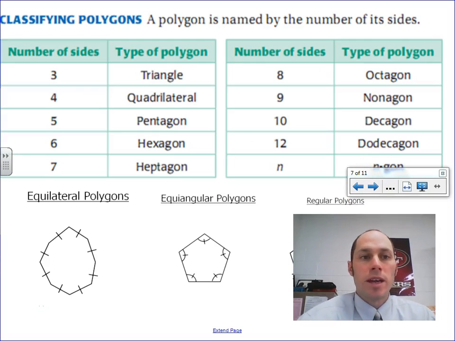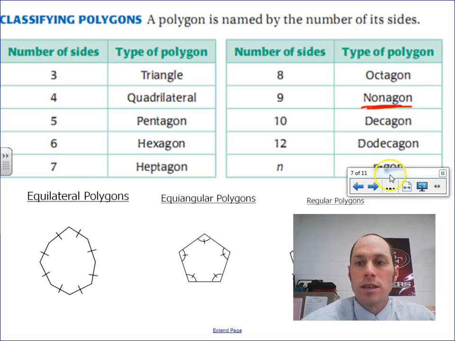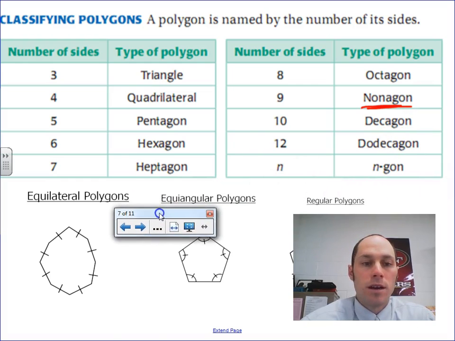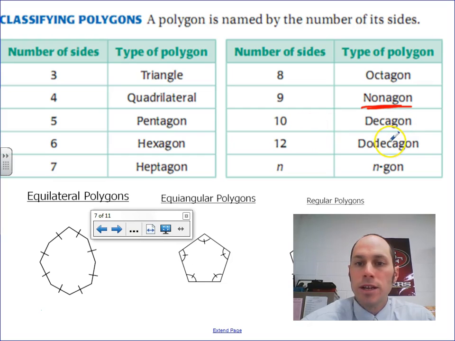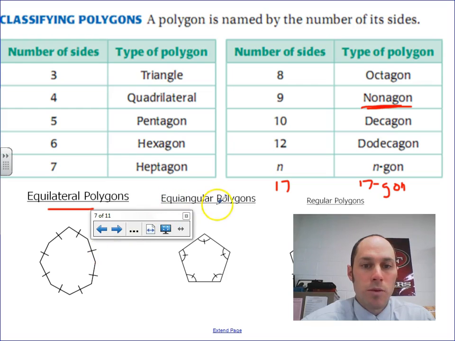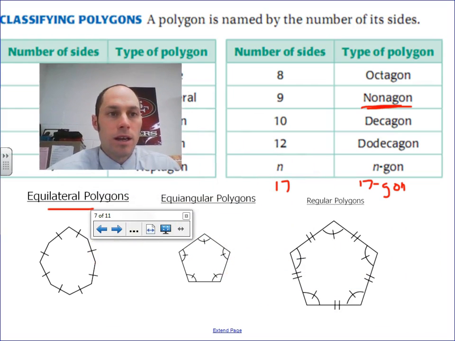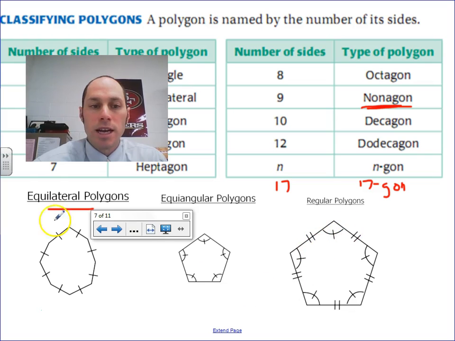Next, let's classify polygons by their names. A three-sided figure is a triangle. Four sides, a quadrilateral. We've got a pentagon, hexagon, heptagon, octagon, nonagon, which is a neat little song that you can listen to later on about the nonagon, decagon, dodecagon, and an n-gon. So if I had 17 sides, I could just call it a 17-gon, just by the number of sides if you don't know the name of it. A couple other terms we want to keep in mind: equilateral polygons, all sides the same; equiangular, all the angles are the same. And a regular polygon means that angles and sides are congruent. So those are terms that we want to keep in mind.